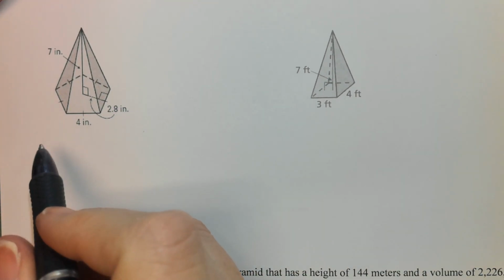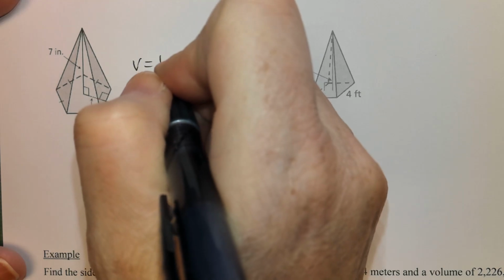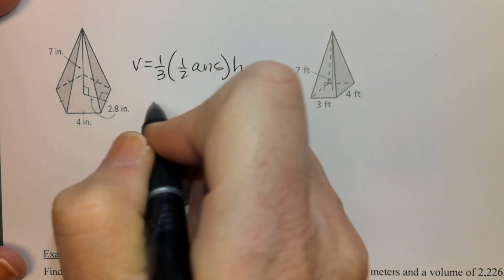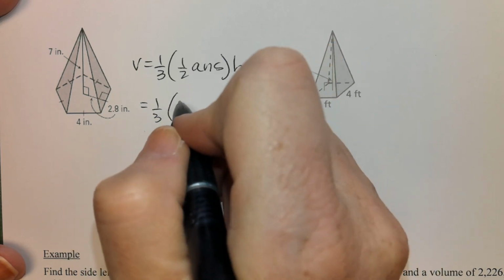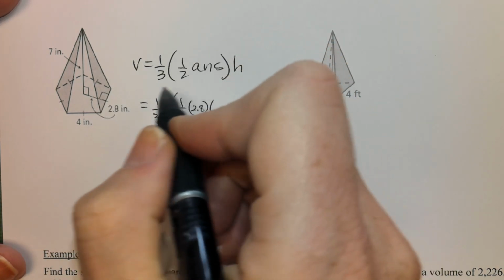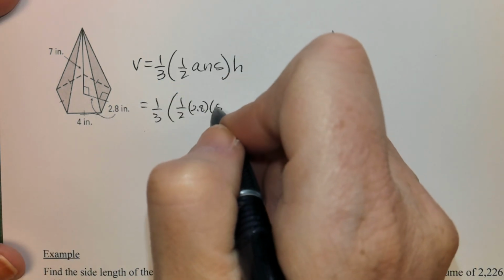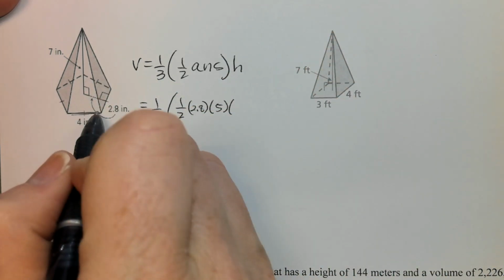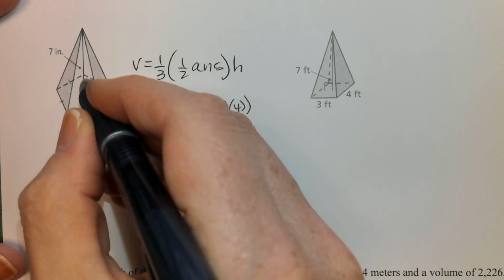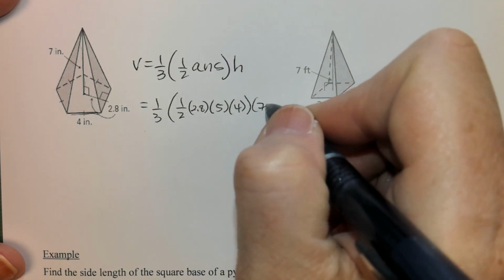This is a pentagon bottom, so that formula is 1/3, and then 1/2 ANS, and then times height. So I've got 1/3, and then in here I've got 1/2. My A is 2.8. N, everybody can count number of sides, that's 5. Side length is 4. And height at the end is from the center of the pyramid all the way to the top, so that's a 7.